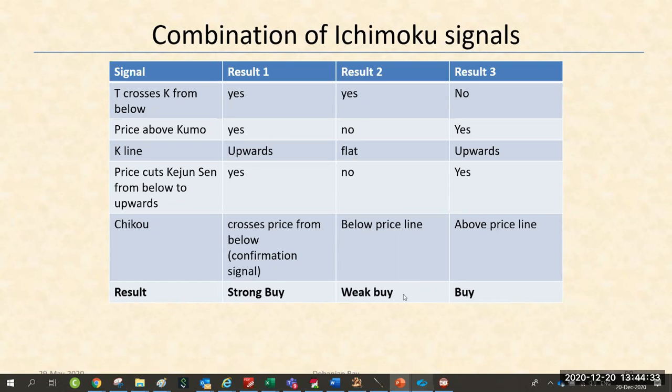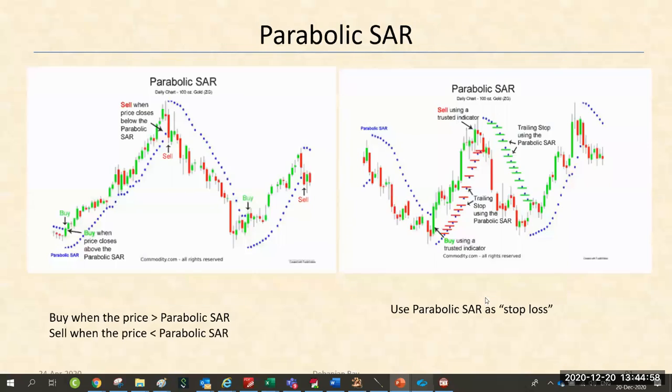Again, then there will be a TK cross, but in that case, there is a reverse case. This is the buy. Why? Because the Chikou is above the price line. TK cross no, but the price is above the Kumo, the K line is upwards, and the price is cutting. So you have to check multiple things. If it is possible, then buy. So that now ends, I think.